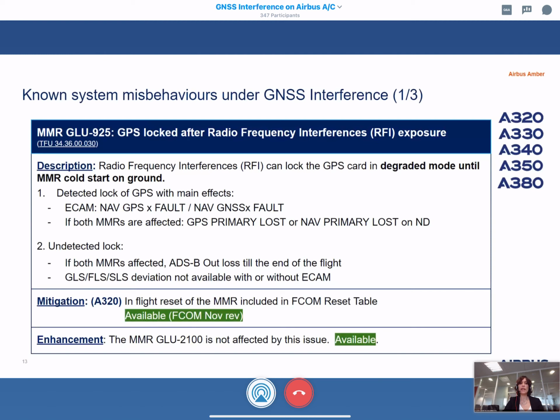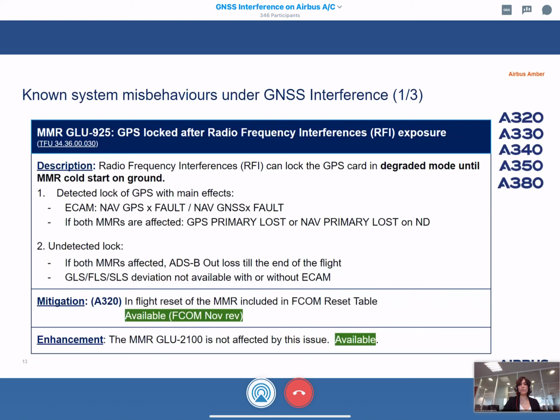This can result either in the detected lock of the GPS, with main effects NAV GPS FAULT or GNSS FAULT depending on the aircraft type, and if both MMRs are affected, this could lead to GPS PRIMARY LOSS or NAV PRIMARY LOSS on ND. There is also the possibility for the receiver to be in an undetected lock. If both MMRs are affected, the ADS-B out function will be lost till the end of the flight. Also, GLS, FLS, and SLS deviation might not be available, with or without ECAM alert.